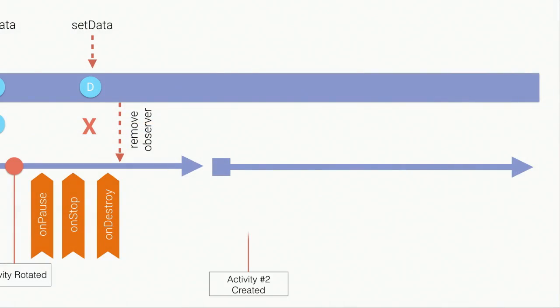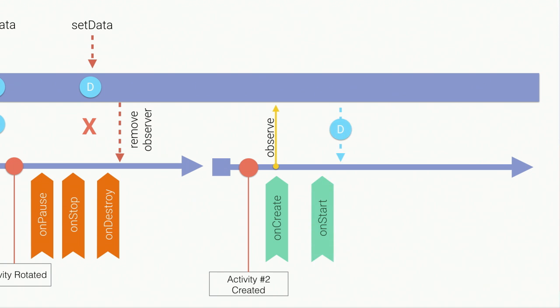Now, we said the activity was rotated, so you know that Android is going to recreate that activity. And then we are observing the same LiveData back. As soon as the activity starts, it's going to receive the last available data. So your UI is going to have the data before it gets a chance to draw.